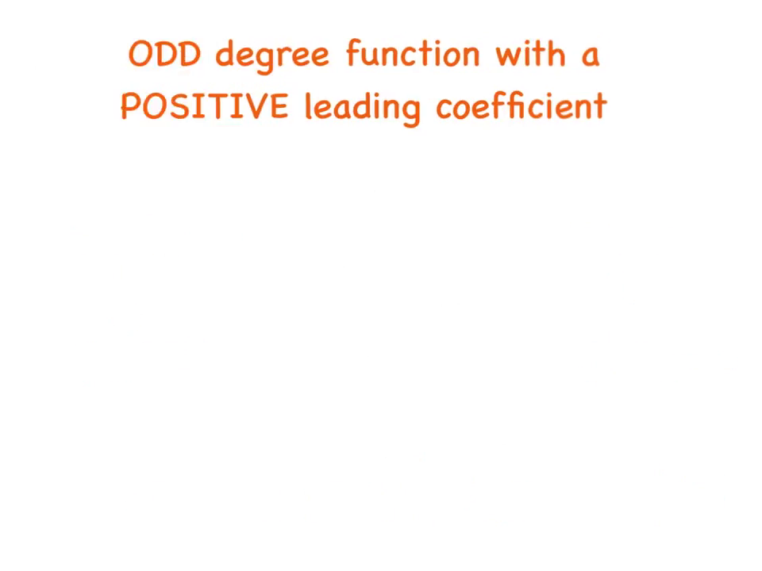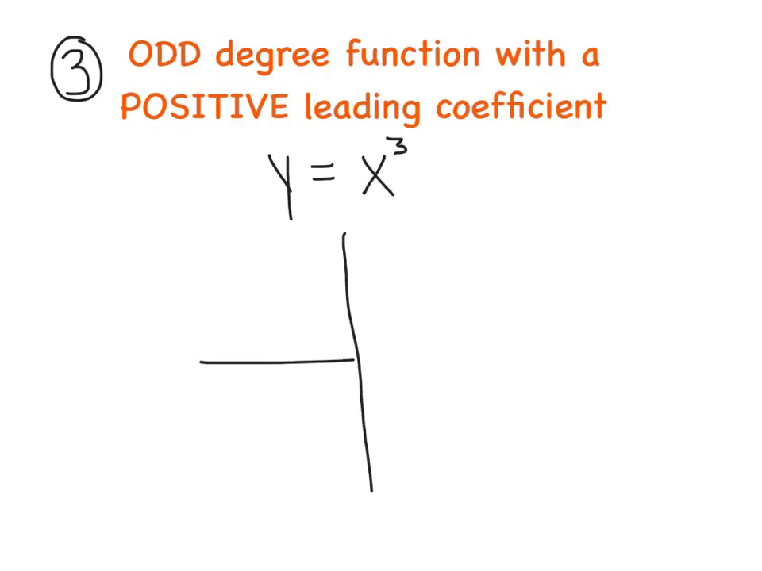Here's our third group, and this is the first time we're going to talk about an odd degreed function. And in this case, the leading coefficient is going to be positive. So let's say y equals, you could say f of x equals positive x cubed. So this is a third degree polynomial with a positive 1 as its leading coefficient. And what you're going to see happen here is this particular function is going to climb like this.